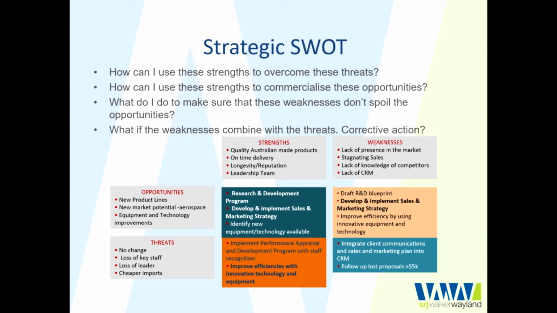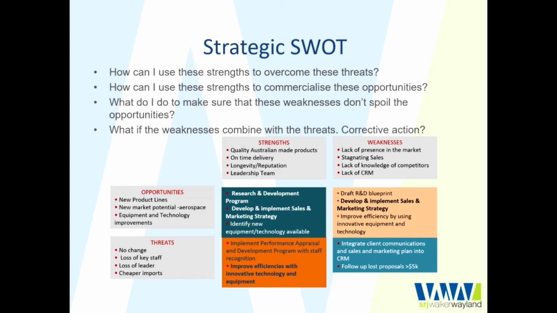And finally, you need to look at a strategic SWOT. I know we've all seen the traditional SWOT analysis where you look at your business strengths, weaknesses, opportunities and threats, but we want to combine those into your strategies and use a strategic SWOT to identify what your strategies are. And this means asking yourself 4 key questions.